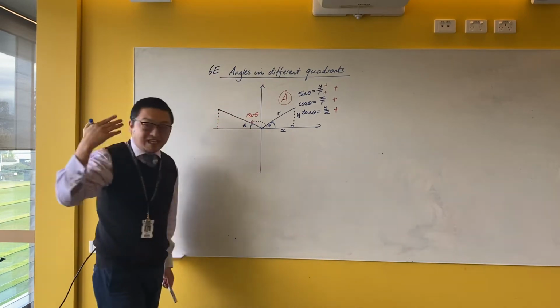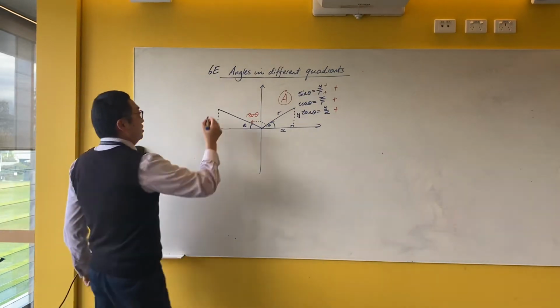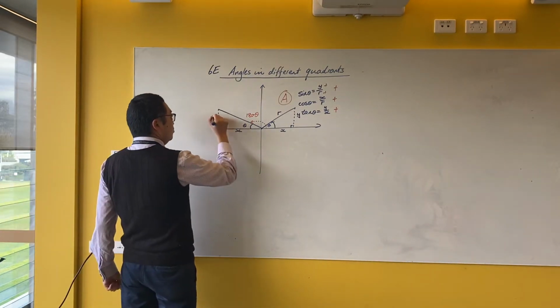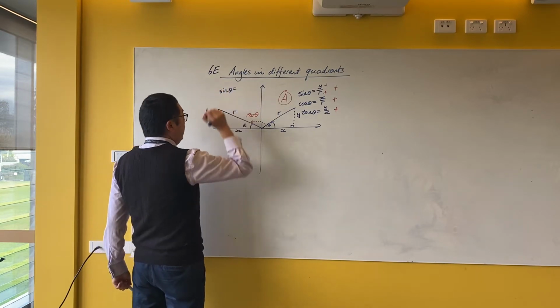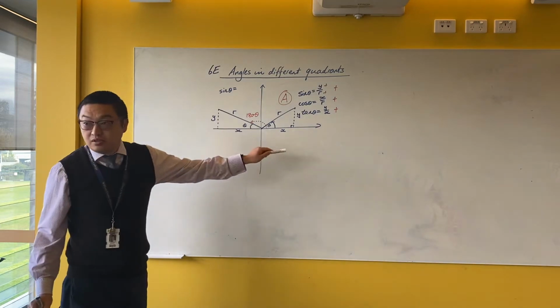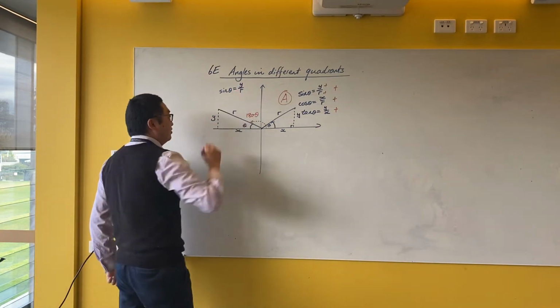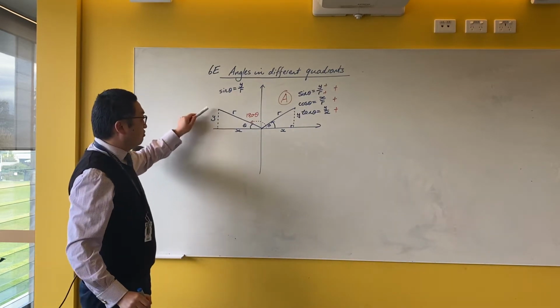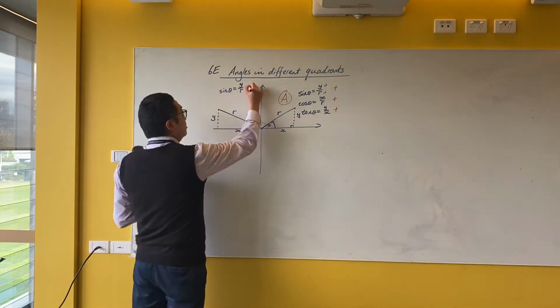We use exactly the same idea to generate the ratios of sine, cos, tan. So that's x, that's y, that's r. Sine theta in the second quadrant is y over r. Let's have a look. Y is positive. R, the hypotenuse, is always positive. So the ratio is positive.